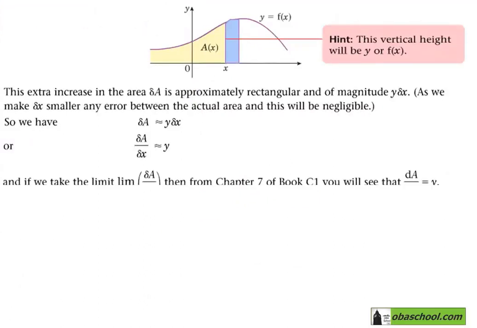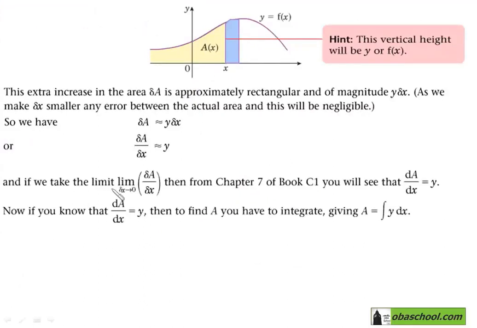Let's continue. If we take the limit of delta A over delta x as delta x goes to 0, we will have differentiation. That means we have a derivative, dA/dx, equal to y. Remember that delta x is a small amount, so it will be very close to 0. Now, if you know that dA/dx is y, then to find A, you have to integrate, giving A is the integral of y dx.